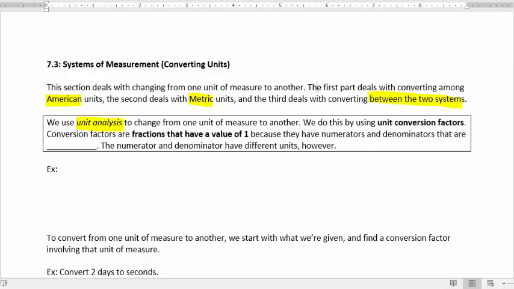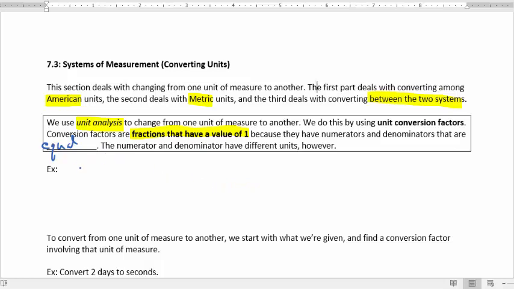So what is unit analysis? It's basically using what we call unit conversion factors. Okay, now what are unit conversion factors? They're essentially fractions that have a value of 1. Okay, so when would a fraction have a value of 1? Only if the numerator and denominator are equal. Okay, so they're going to be equal, but they're going to have different units.